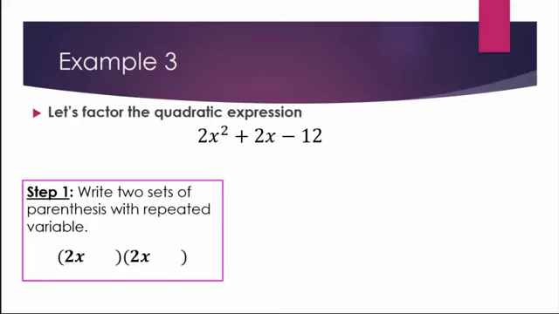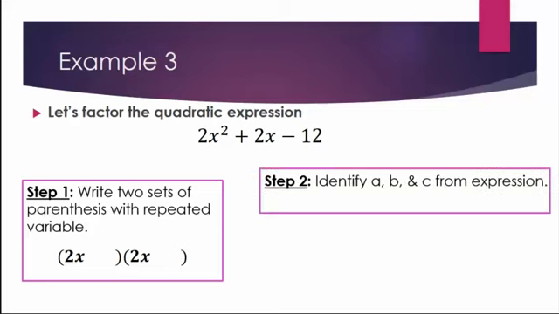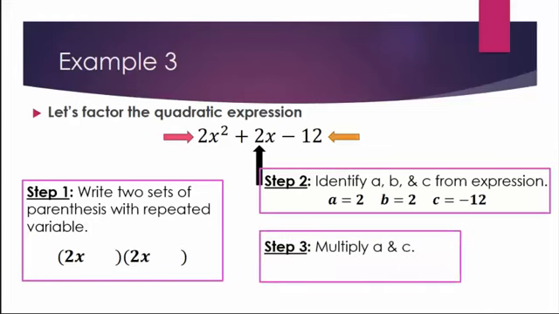Step 2, identify A, B, and C from the expression. Same way. A is in front of x squared, B is in front of x, and C is the last one without any variable. So A is 2, B is 2, and C is -12. Okay, let's go ahead and multiply A and C. 2 times negative 12 gives me negative 24. Okay, so remember that number. We're moving on. All right, step 4.